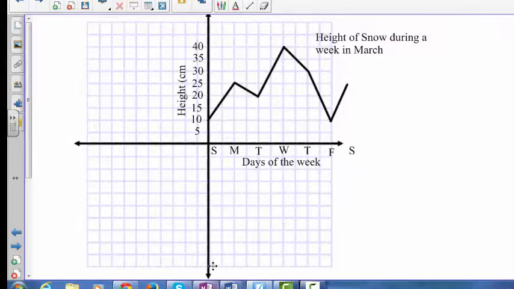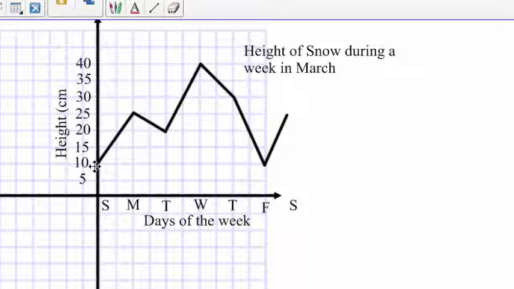So we said from the beginning that a line graph displays data that change over time. So let's see the change. Sunday, it was 10 centimeters. Monday, it changed and became 25 centimeters. Tuesday, it went down a little bit, 20 centimeters. Wednesday, it went up to 40 centimeters. Then Thursday 30. Then Friday, not too much snow, 10 centimeters. And Saturday again 25 centimeters. So this shows how the height of snow changed over time from one day to another. That's why we prefer to use the line graph.